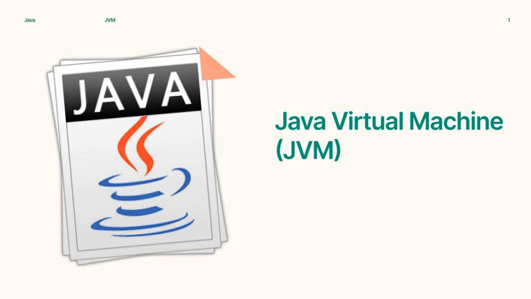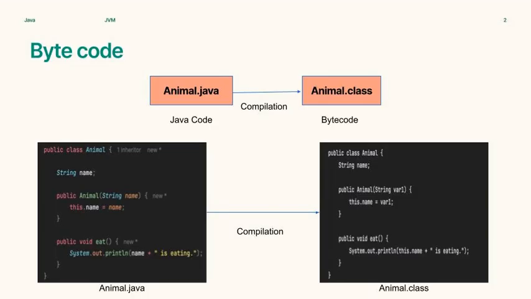Do you know why Java is called a platform-independent programming language? Java programs can run on any machine because of a key component known as the Java Virtual Machine. Before diving into the details of the JVM, let's first understand bytecode.